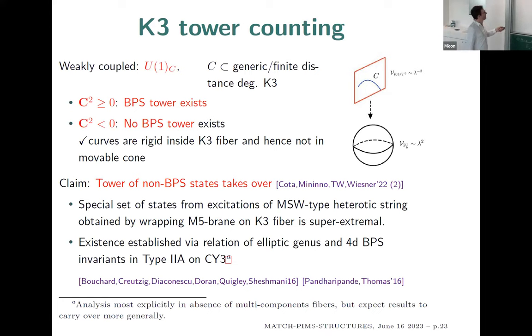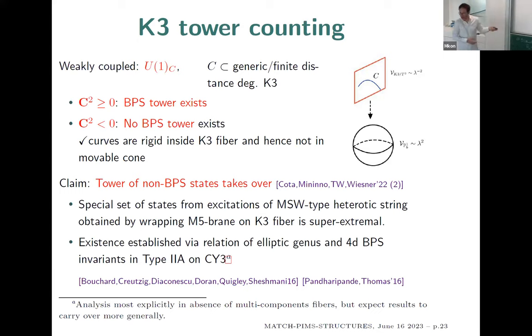In this case, a tower of non-BPS states takes over. And these states come not from the M2 branes, but from this other source of states that we could potentially look at, namely from the M5 brane. More precisely, we can now consider the following object once more. We wrap the M5 brane now on the fiber.